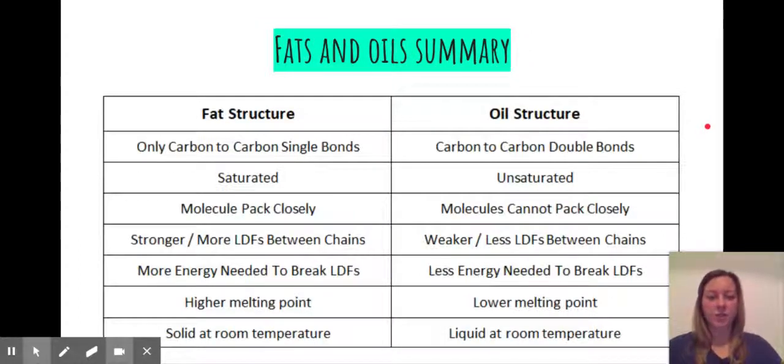Here is a little summary of what we've talked about so far. This again is a little kind of fat versus oil summary that you can copy down into your notebook.